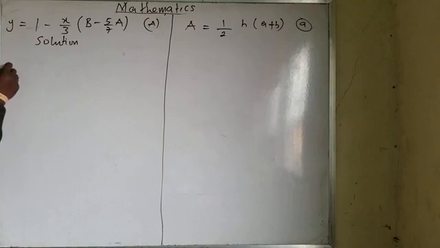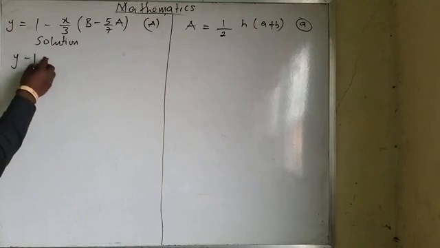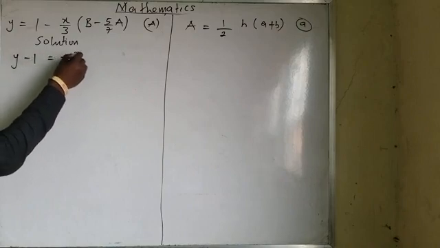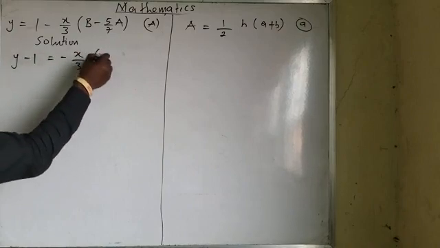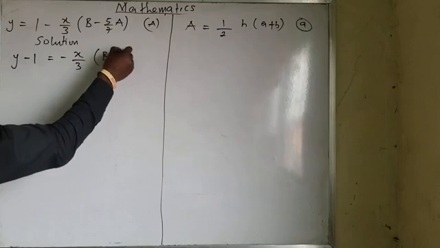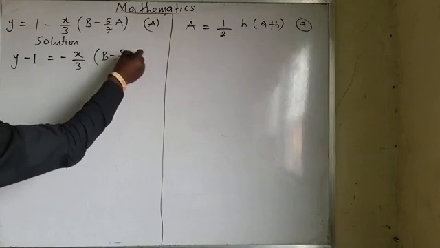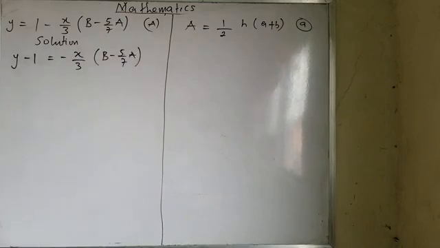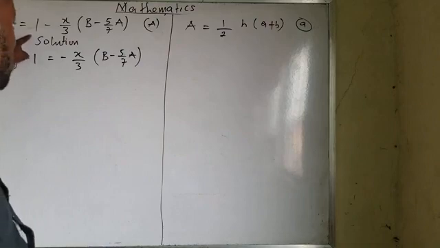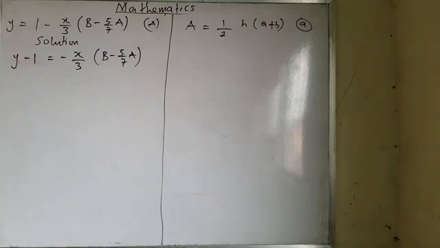Now, do you know that I can write this as minus x all over 3 bracket of b minus 5 7a brackets? Now, what did I do there? I just subtracted 1 from both sides. I subtracted 1 from both sides. Please take note of that.